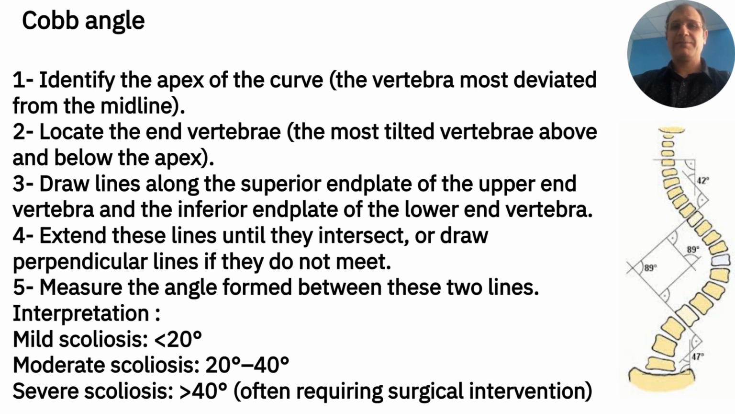Interpretation of Cobb angle. Cobb angle less than 20 degrees represents mild scoliosis. Cobb angle between 20 and 40 degrees represents moderate scoliosis. Cobb angle more than 40 degrees represents severe scoliosis and often requires surgical intervention.